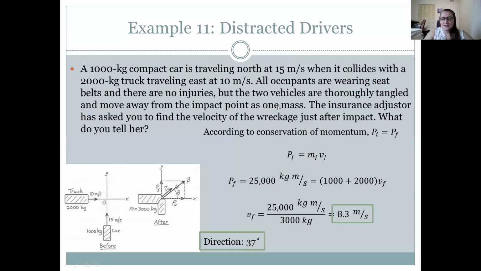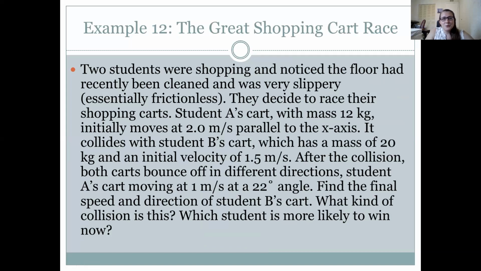All right, let's take a look at the next example. Example 12, the Great Shopping Cart Race. 2 students were shopping and noticed the floor had recently been cleaned and was very slippery, essentially frictionless. They decided to race their shopping carts. Student A's cart, with a mass of 12 kilograms, initially moves at 2 meters per second, parallel to the x-axis. It collides with student B's cart, which has a mass of 20 kilograms and an initial velocity of 1.5 meters per second. After the collision, both carts bounce off in different directions.